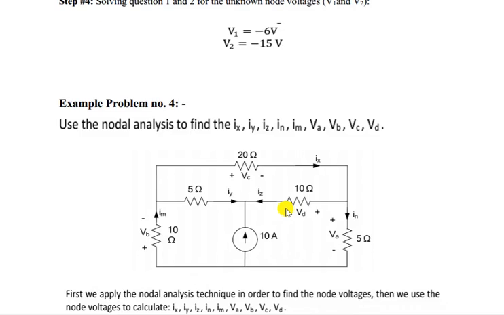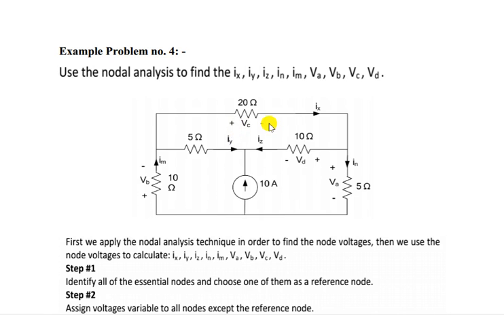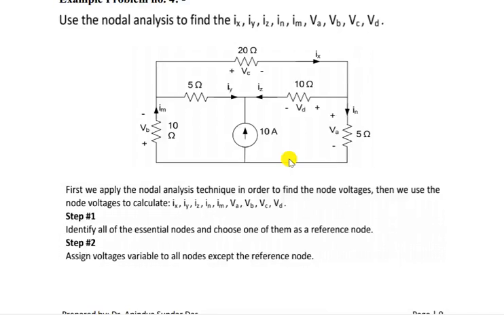Now VC is this one. The plus is connected to V1 and the minus is connected to V3, so VC is V1 minus V3, and VD is V3 minus V2. That is the difference. If it is current, then divide by R.